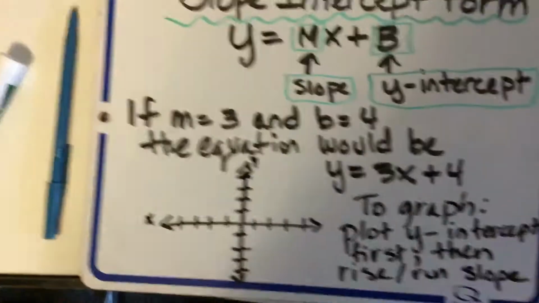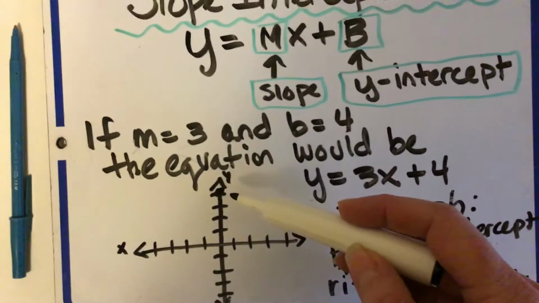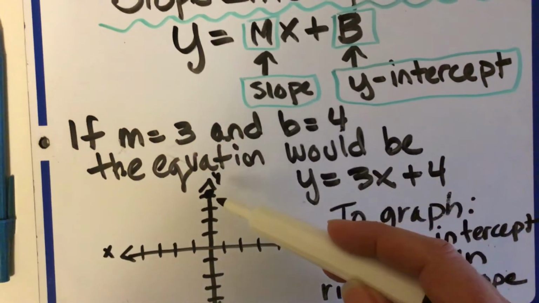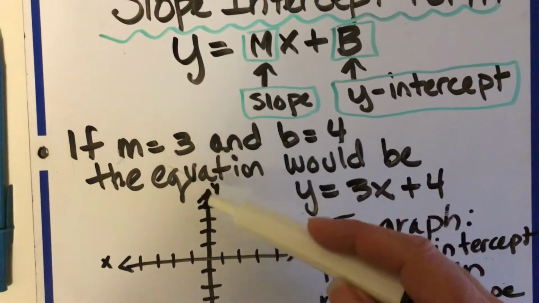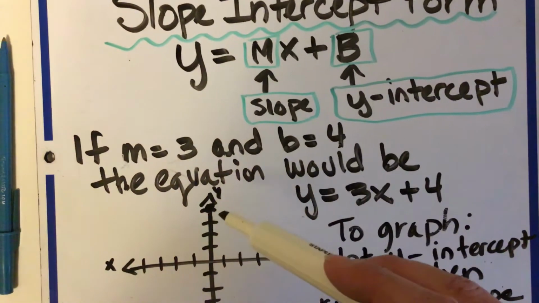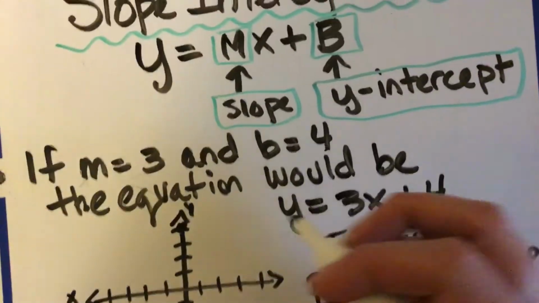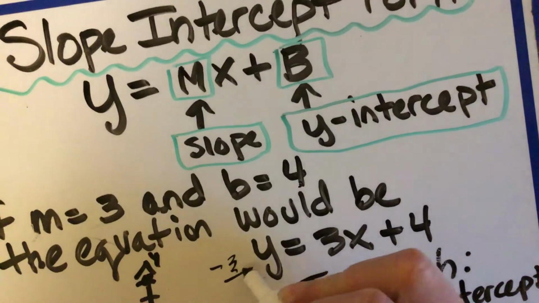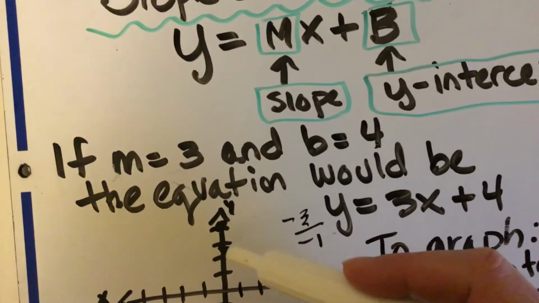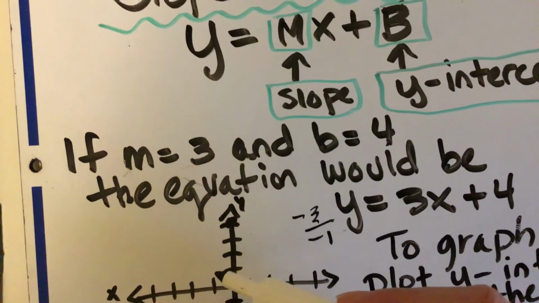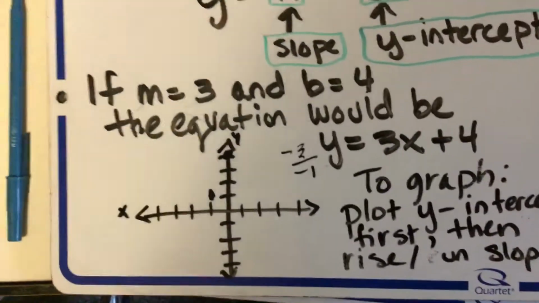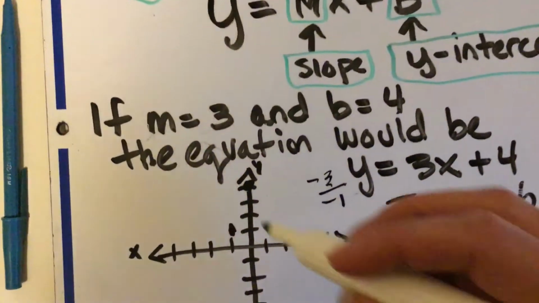From there, you would rise and run your slope. So we would go up 3 and over 1. But notice I'm going off the graph. So another way of writing slope, so I could stay on the graph, I could also say it's -3 over -1, right? So I could go down 3 and over 1. I'm going to put my point. And now I have my 2 points, so I could graph my equation.